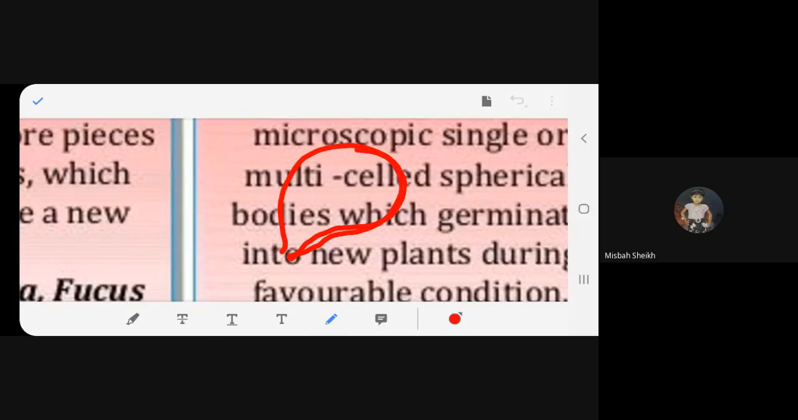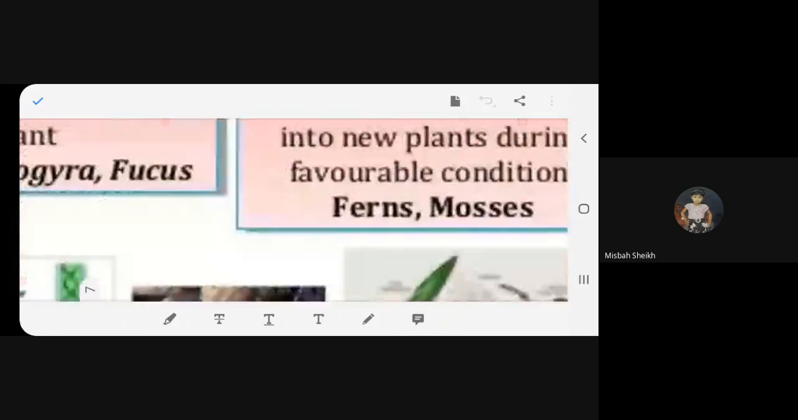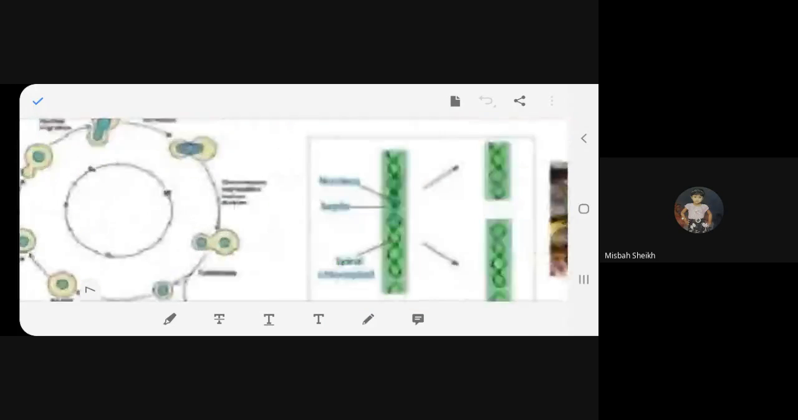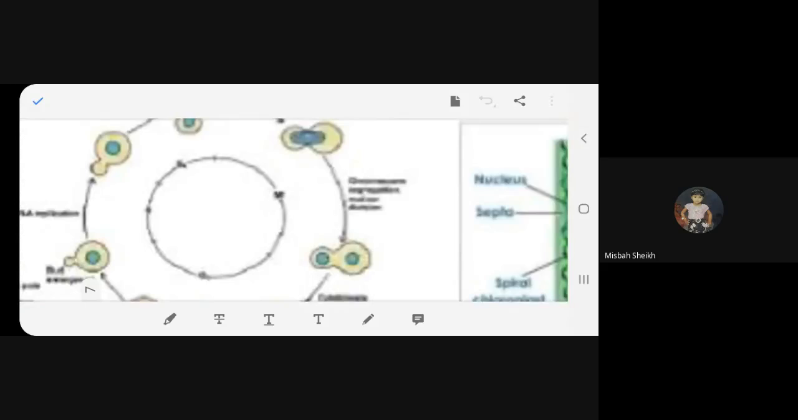Now, in this case, a body is matured and then it has lots of spores, and then it bursts and gives rise to numerous spores, and each spore will give rise to a new plant. You understand? So the mechanism of formation of a new plant is due to spores. See over here. I'll show you.